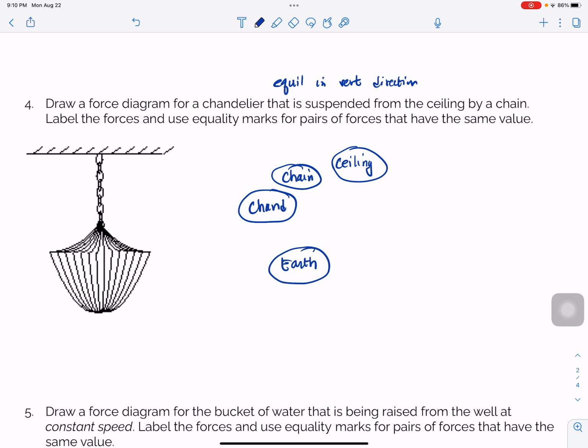Okay. All right, so the chandelier and earth, we have weight. Between the chain and the chandelier, that's actually a pull. And so this is a tension force, so we're going to put a T for that. And the chain and the ceiling is also a pull. So that is a tension force. The object that we are looking at is the chandelier.